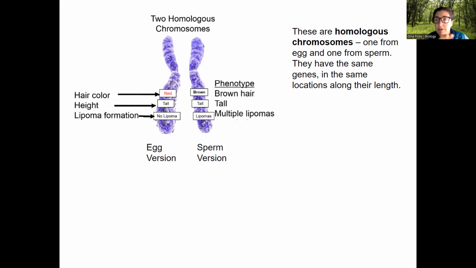And for height, this person inherited both the same allele, tall and tall. You know that there's more alleles involved, right? You can get a short allele. And in this case, this person inherited 2 different alleles for lipoma formation. They got no lipomas from one parent in the egg, and they got lipomas in the sperm. I wouldn't ask you this, but I can tell from that lipoma formation that having lipomas is dominant. So that's just another example of 3 genes at 3 different loci on a pair of homologous chromosomes. Right, so that's how you read that.